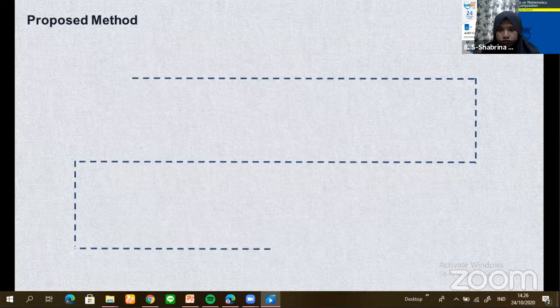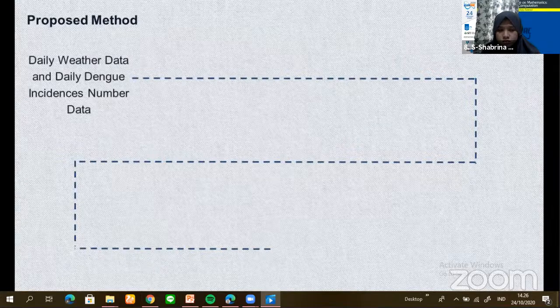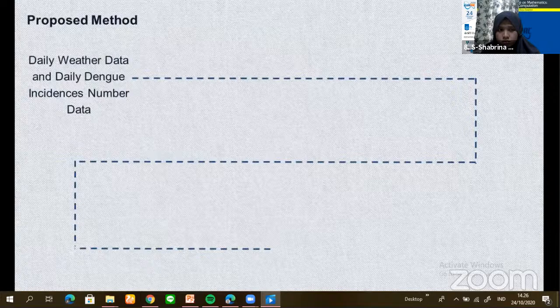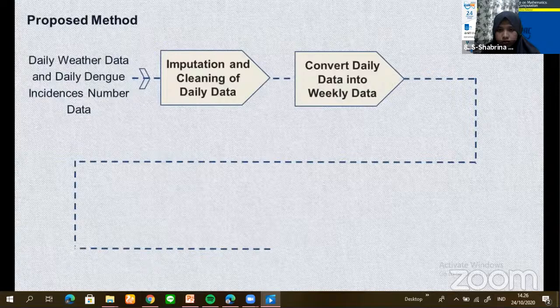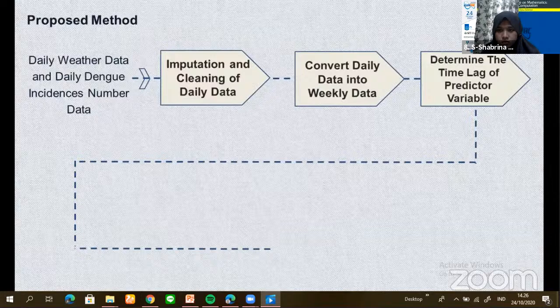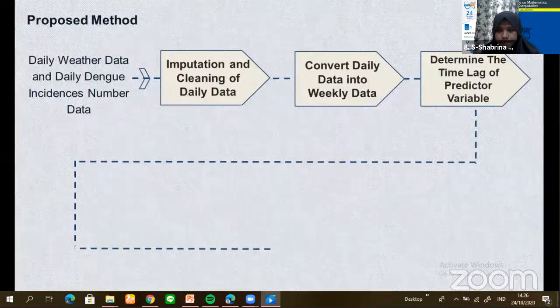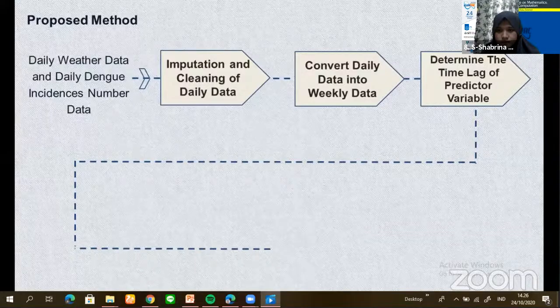Then will be discussed about the proposed method of the study. In the study, the data used contains missing values and noise in the daily weather data. We will preprocess data first by doing the data imputation using MEAN and cleaning the noise in daily weather data. After that, we will convert the daily data into the weekly data. The next step is determine time lag between the predictor variable and the weekly dengue incidence number. In this study, we will use weather variable and the previous number of dengue incidents as a predictive variable.